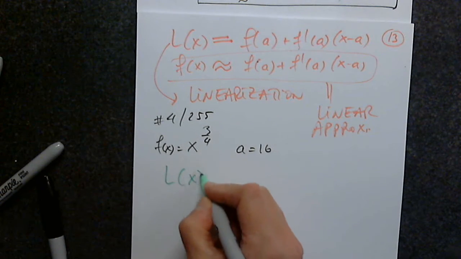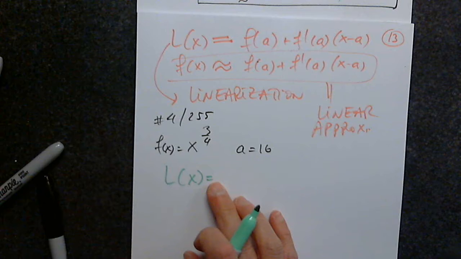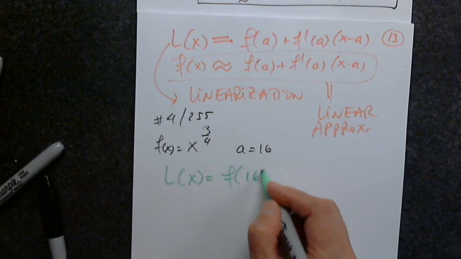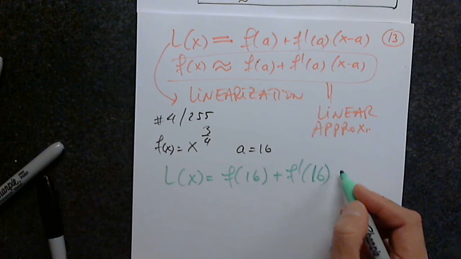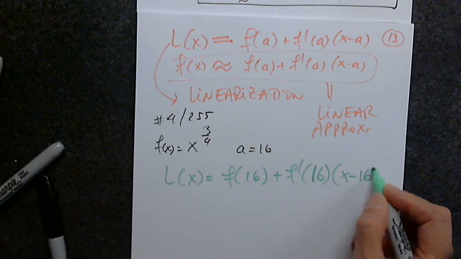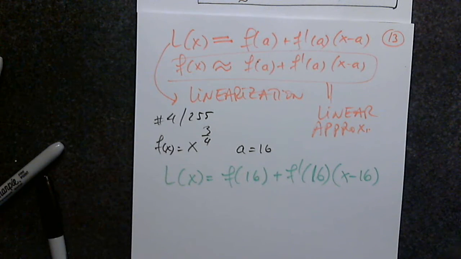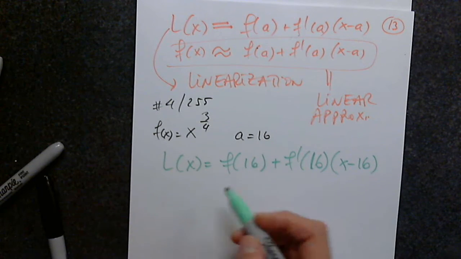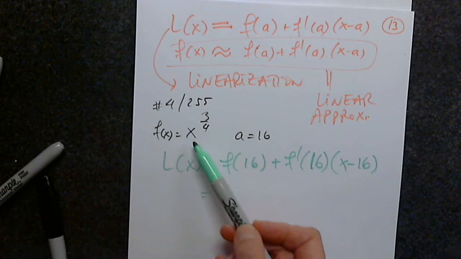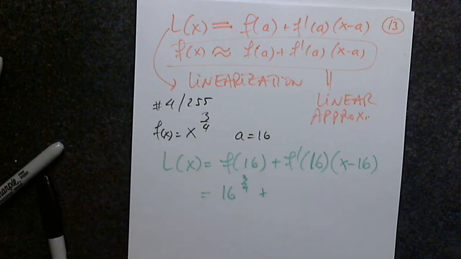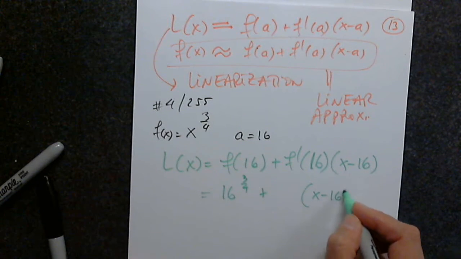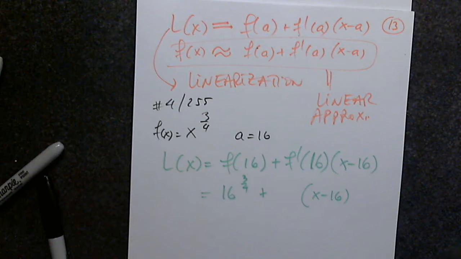So that is L of x, which is the equal symbol, right? F of 16 plus f prime of 16 times x minus 16. So first of all, I replaced a by 16 everywhere. Then f of 16 will be 16 raised to 3/4 plus, I have to find f prime. And once I'm done with that, then I put x minus 16. But I have to find f prime.